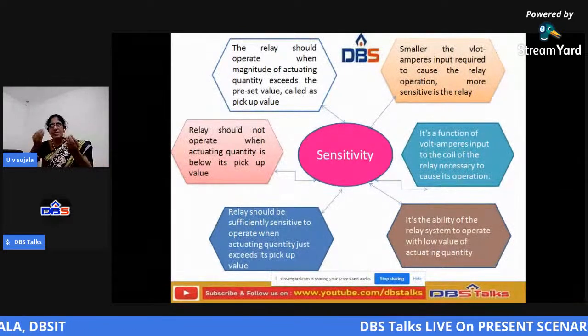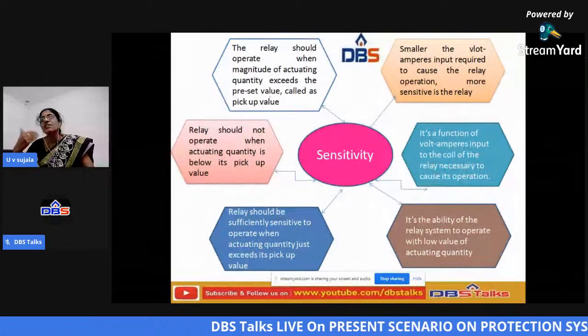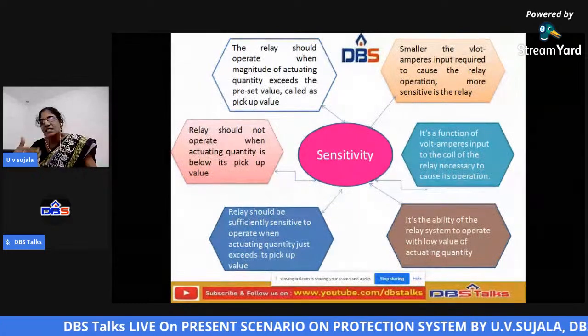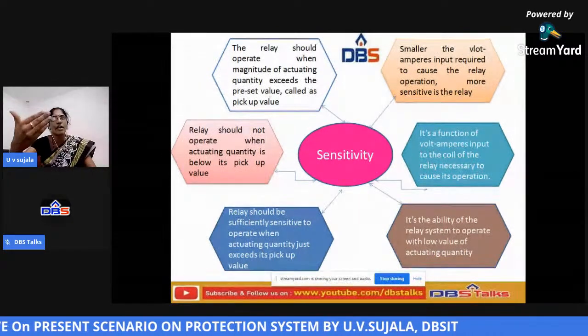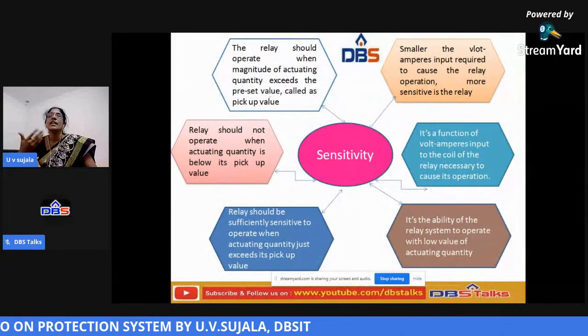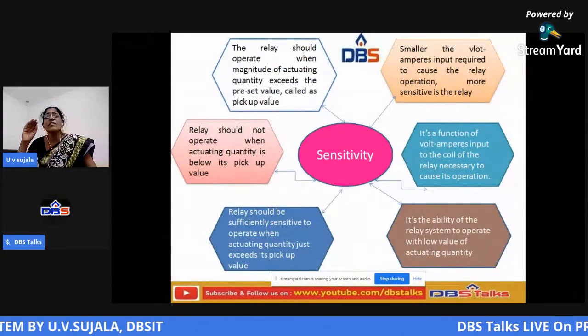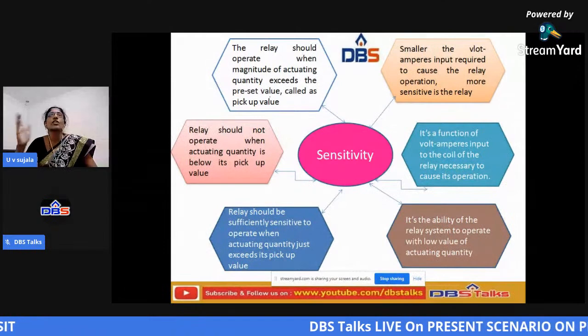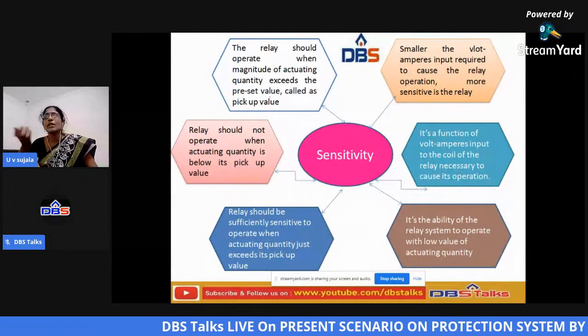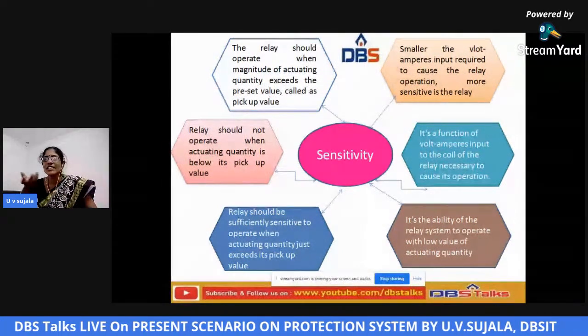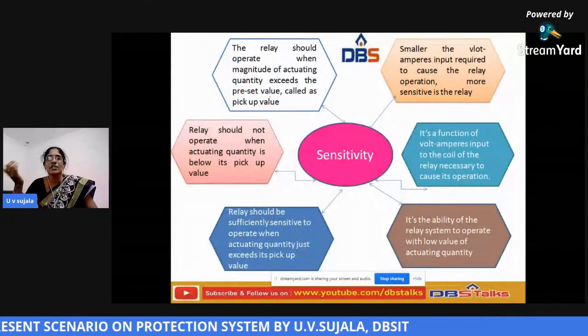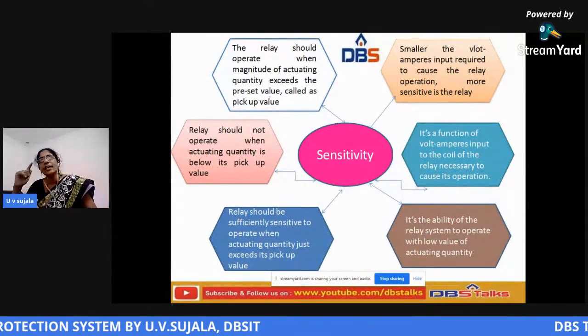What is a relay? It is a sensing device. It operates when the quantity exceeds the preset value, then only it will pick up. The relay will not operate for a quantity below pickup. Below pickup means it is a normal condition, so there is no need to operate. So when it exceeds, then only it will operate.